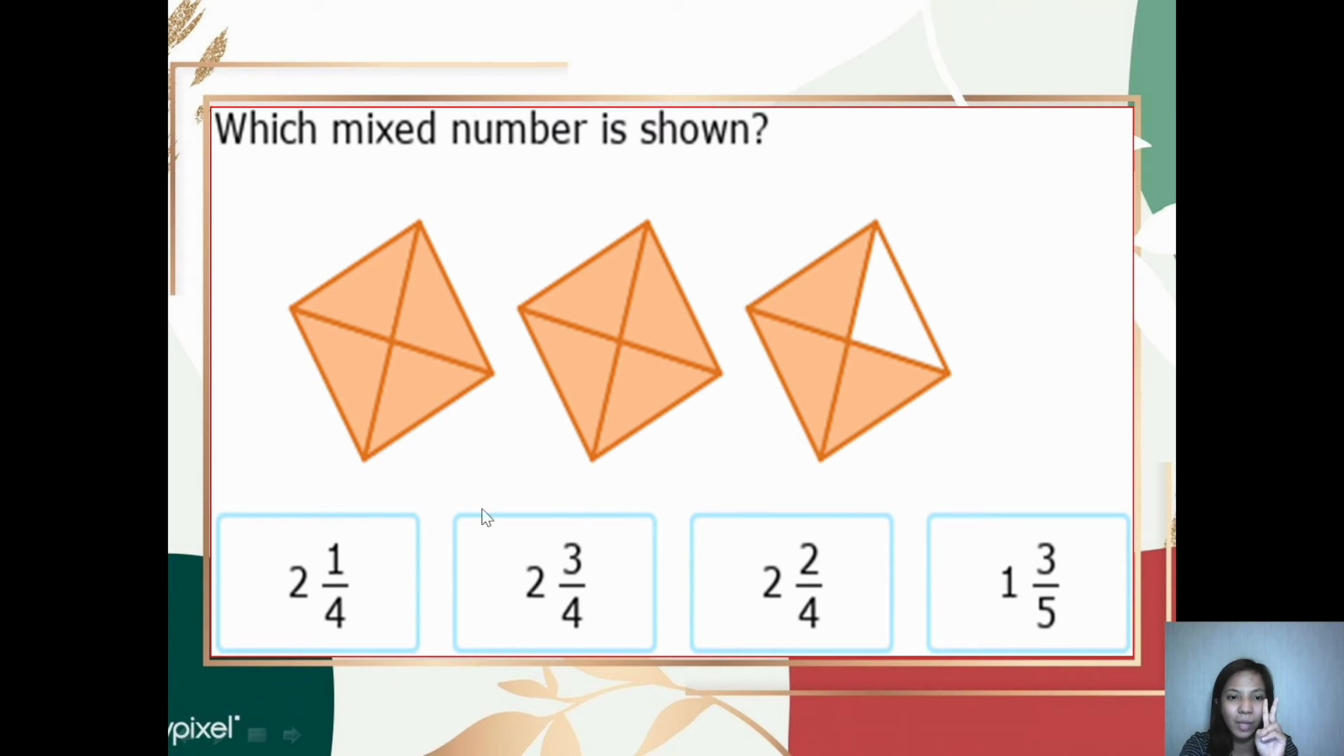But which one here is the correct answer? So here is how many shaded parts? 1, 2, 3. So here is the 3, 3 as well. But how many total parts of each box? 1, 2, 3, 4. 1, 2, 3, 4, right? So the answer here is 2 and 3/4. Understand? Okay, these are examples of a mixed number.